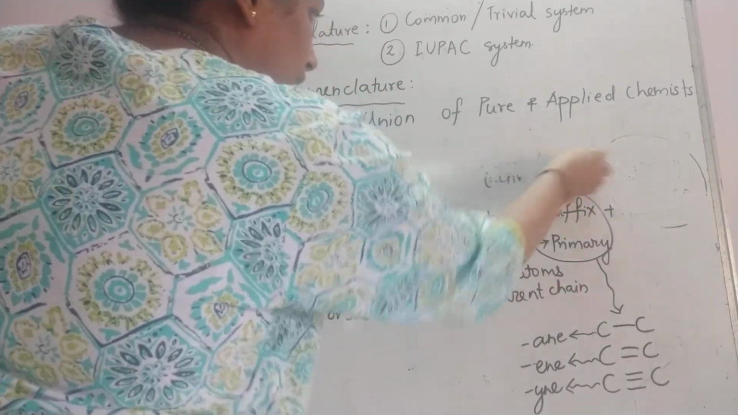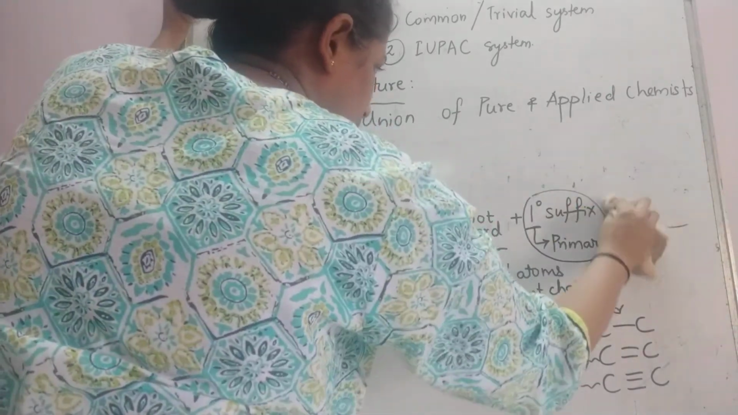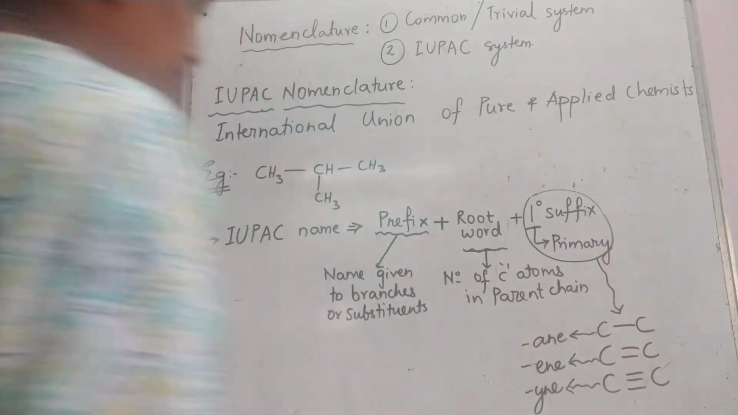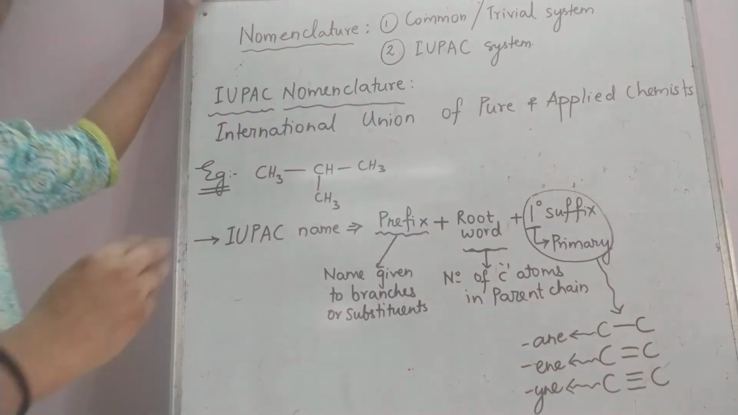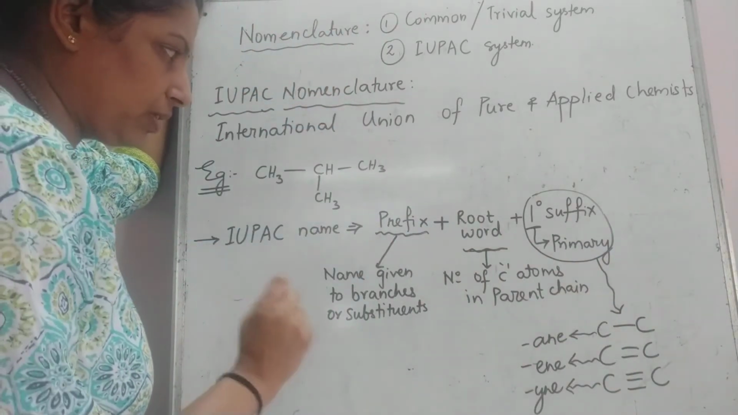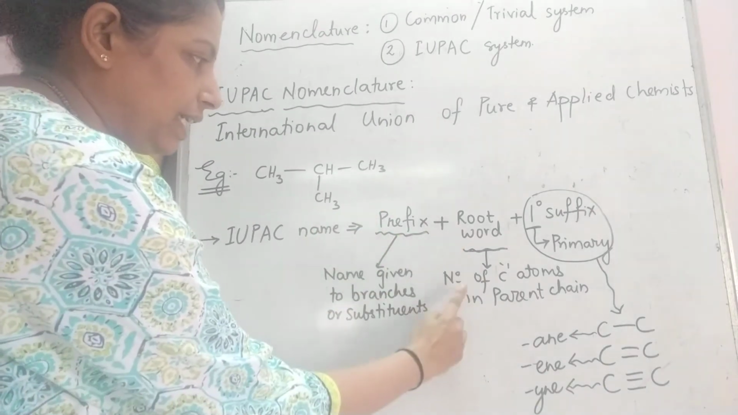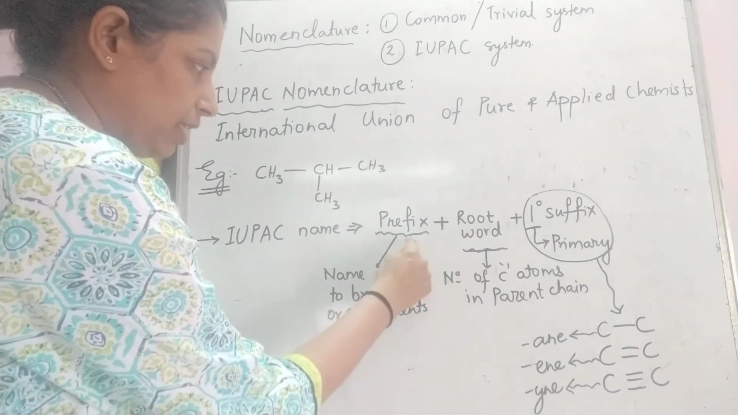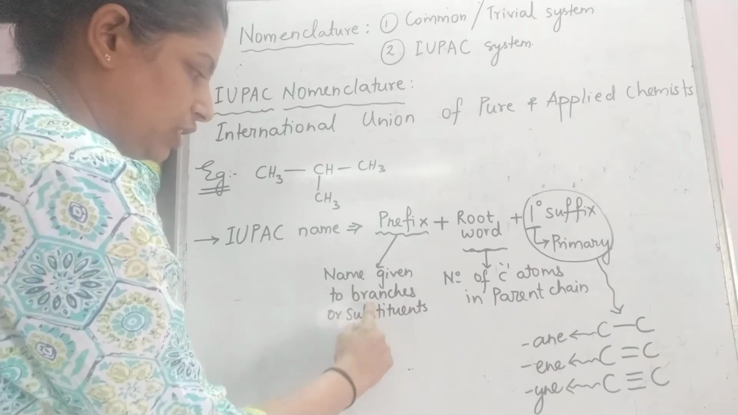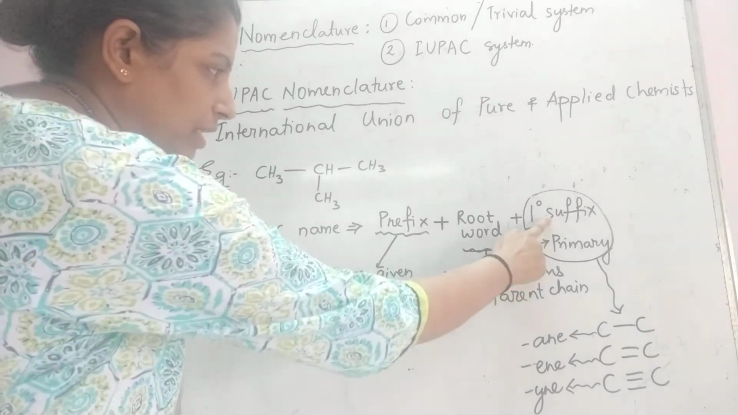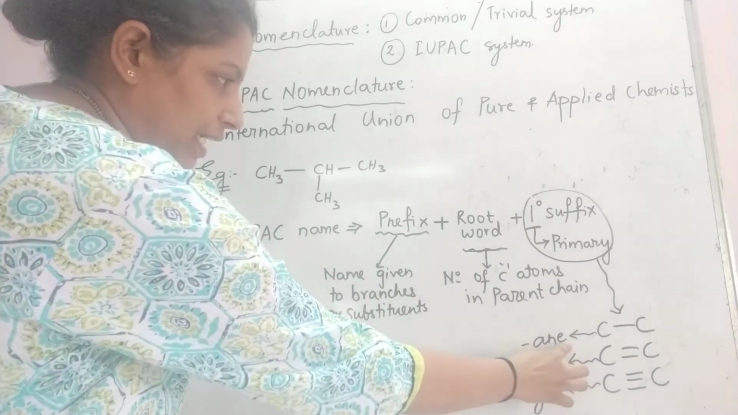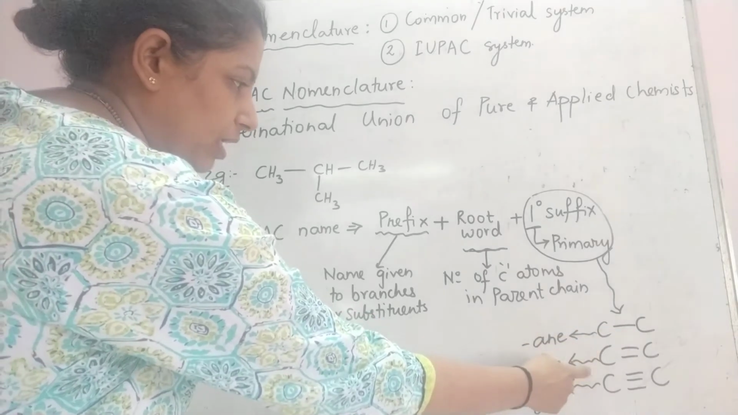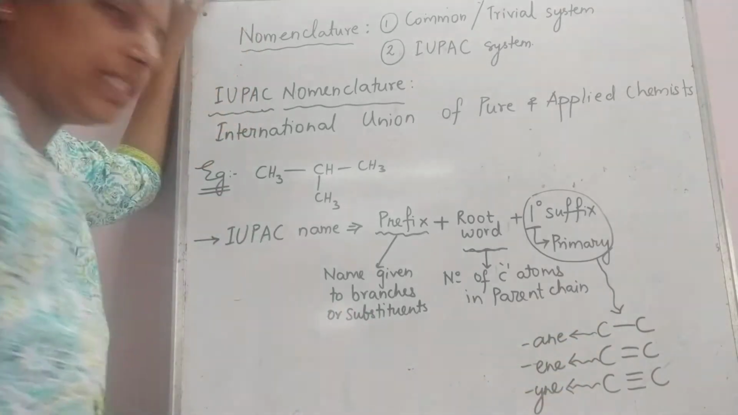So let us currently focus on these three parts: prefix, root word and primary suffix. If you remember, root word indicates the number of carbon atoms in the parent chain, prefix is the name given to a branch or substituent, and primary suffix gives us an idea about the carbon-carbon single bond, double bond and triple bond present in the compound.